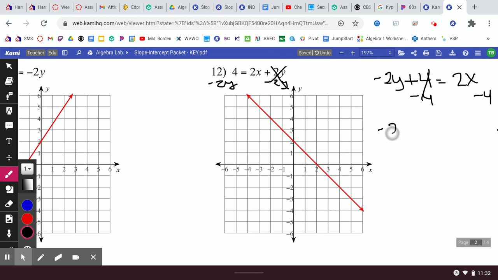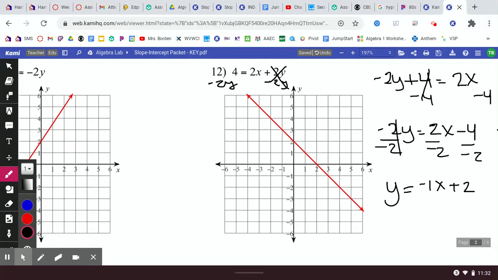And so that leaves us -2y equals 2x minus 4. And then we're going to divide by a -2 all the way across the board. And when we do that, we get y equals 2 divided by -2 is -1, and then -4 divided by -2 is +2. And so our b is +2, and that's why we would start here. And then our -1 over 1 would be drop 1 over 1, drop 1 over 1, and so on and so on. That help?